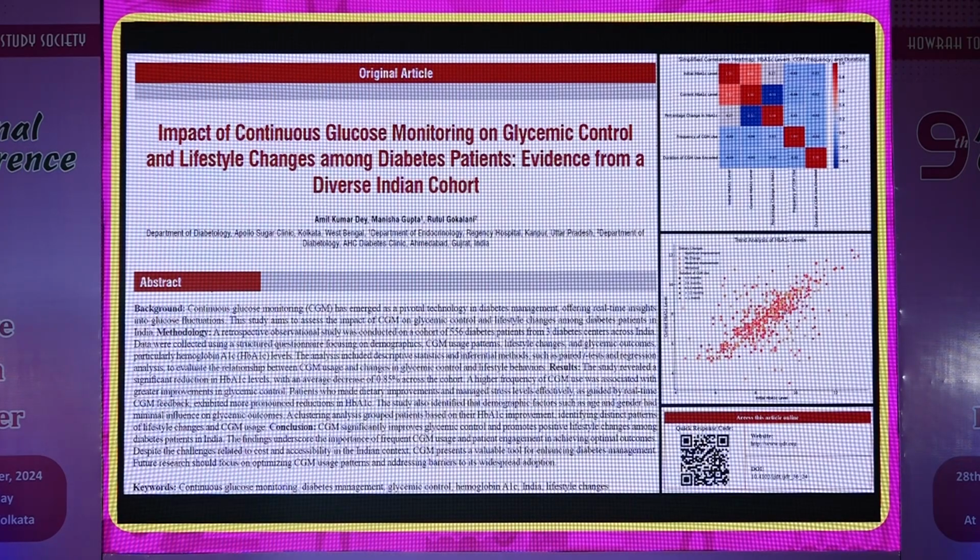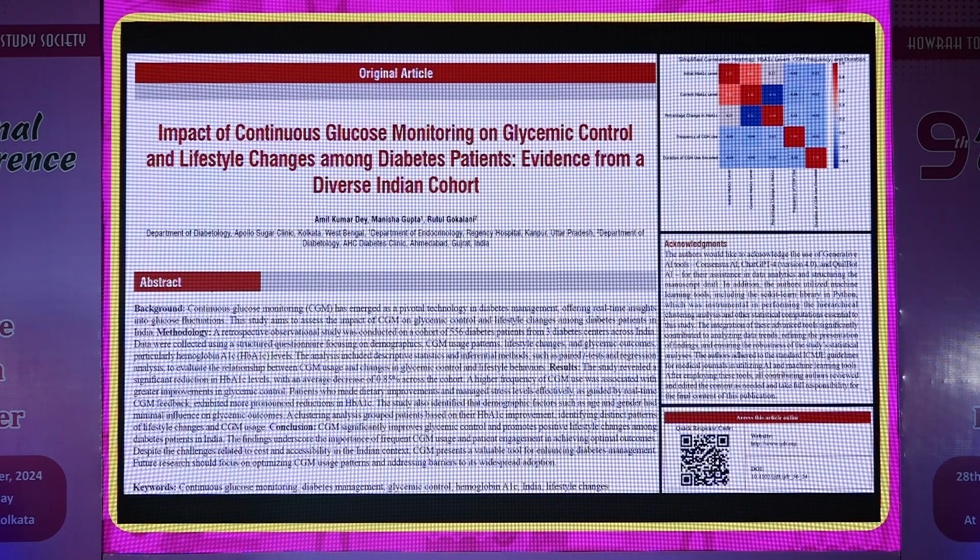But the reason I'm showing this paper is because this is the first paper from India where we have used artificial intelligence to do the data analytics, and we have also acknowledged the use of artificial intelligence in publishing this paper. So this paper looks at continuous glucose monitoring and its impact on glycemic control and lifestyle changes in individuals. It's an original study conducted across 3 centers across India, and this is where we have acknowledged the use of tools like GPT and various other tools for data analytics and paper writing.